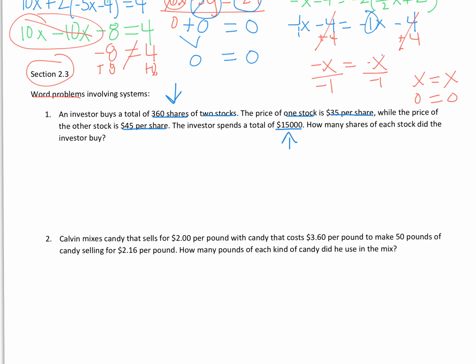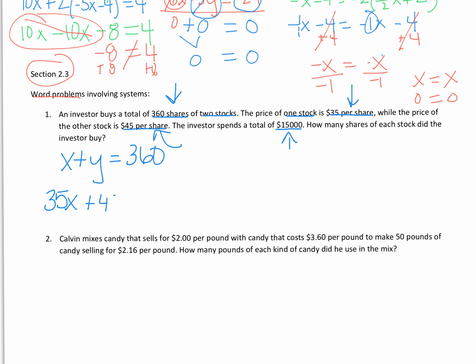So 2 stocks. I don't know how many shares he bought of the first stock, and I don't know how many of the second, but in total, he bought 360 shares amongst the both of them. So that's my first equation. Stock 1 is X and stock 2 is Y. I will make the first stock the $35 a share stock. So 35 times that stock is how much that stock is worth. I don't know how many I bought, but I know how much they're worth. Plus the second one, which is the Y, is 45 a share.